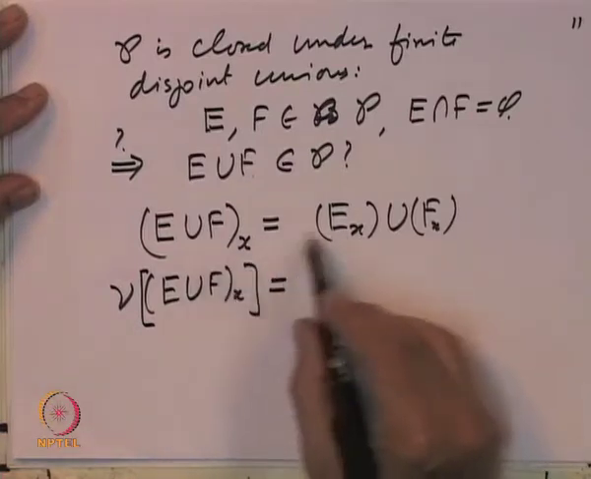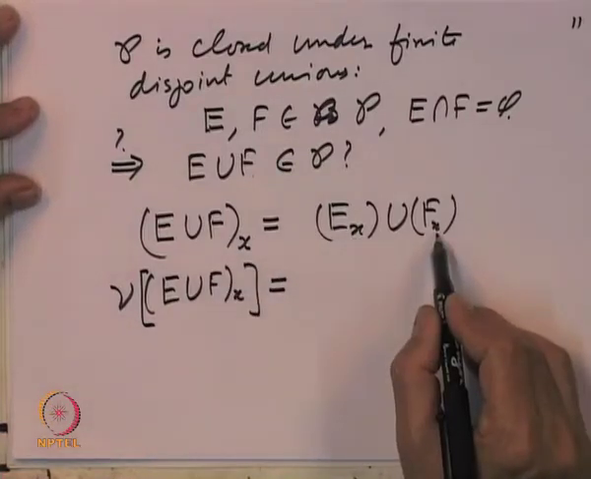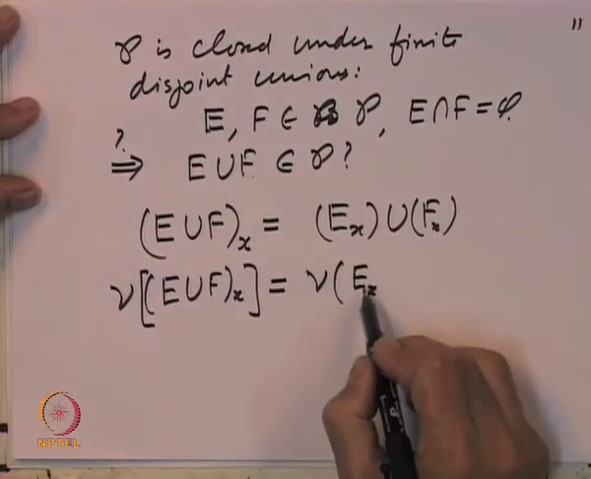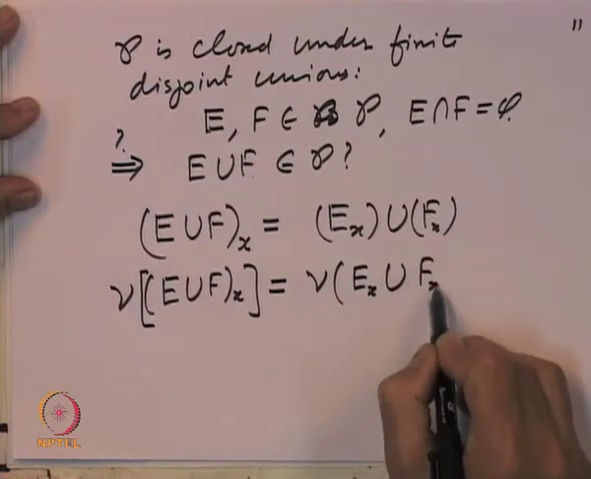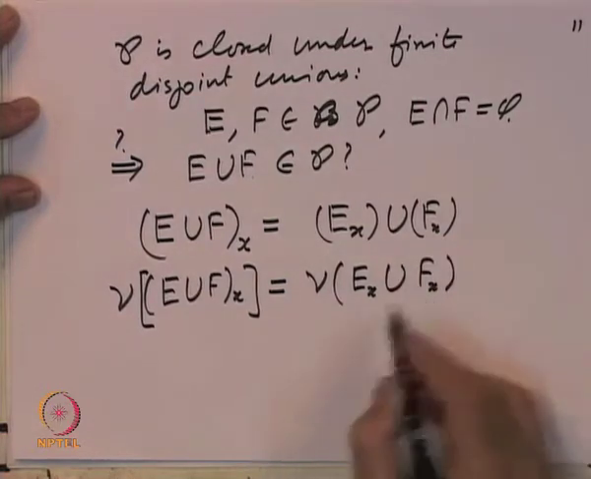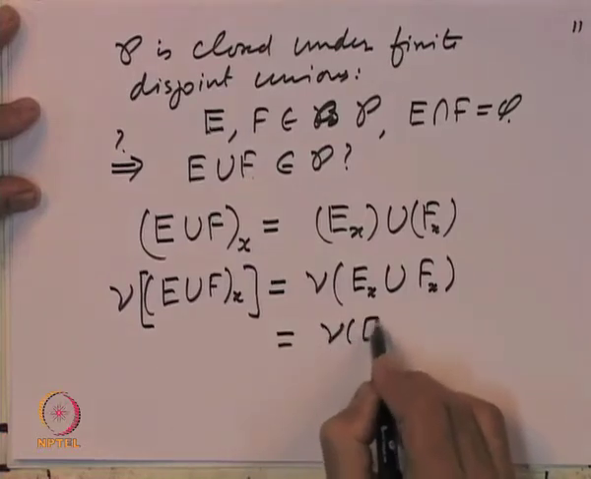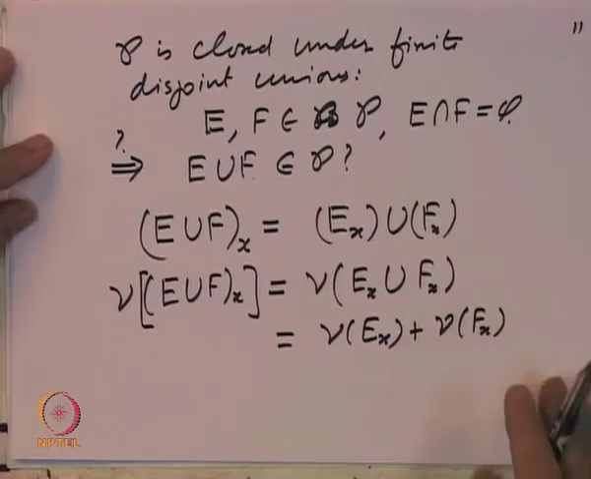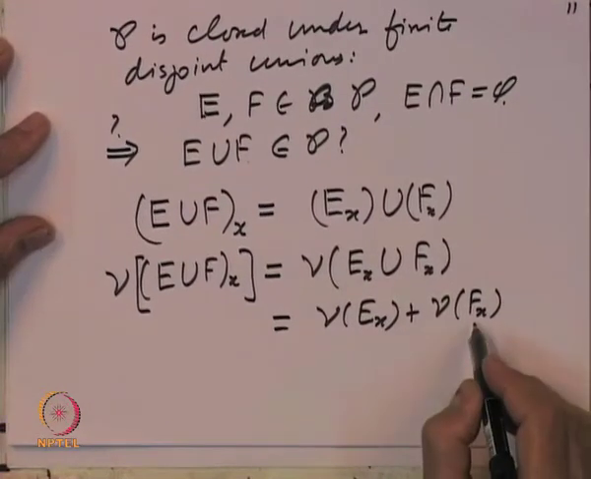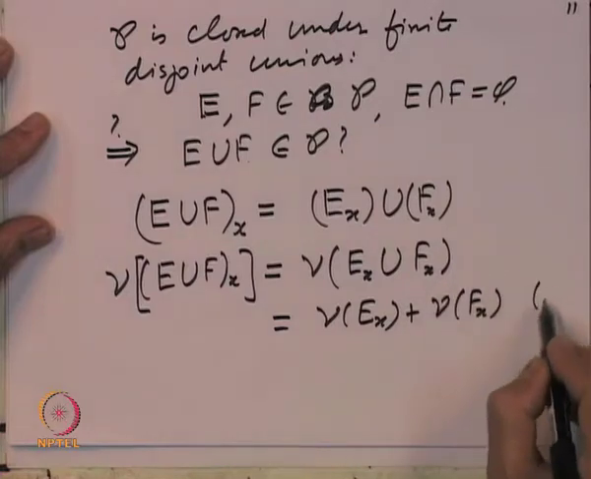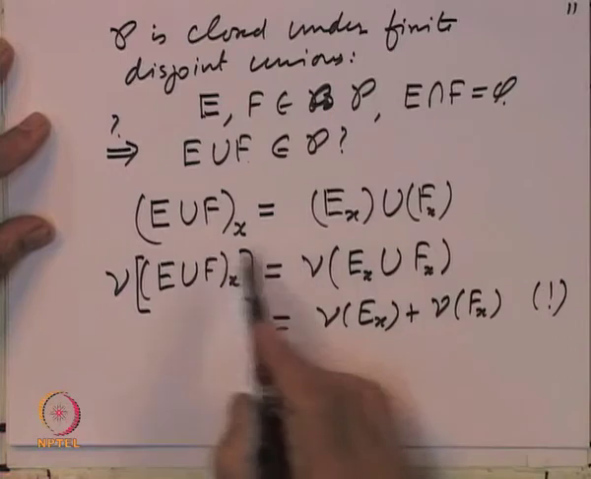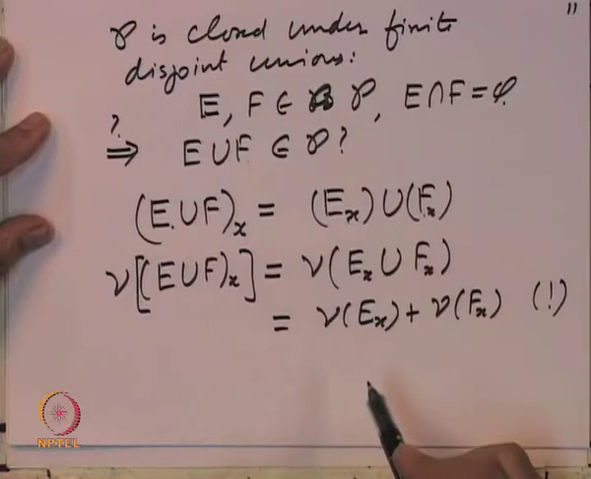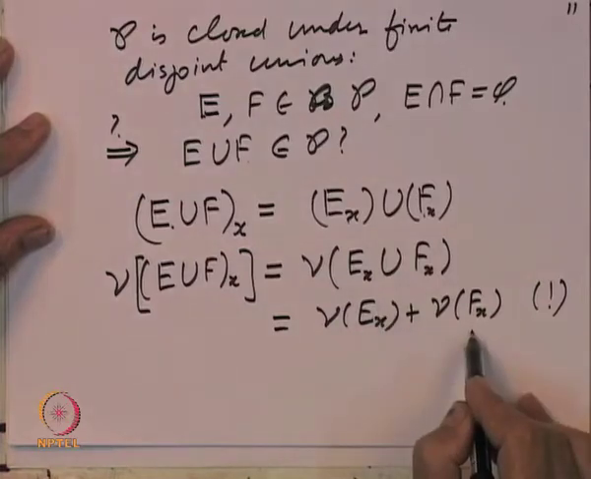Now, as E and F are disjoint, these sections are going to be disjoint. So, it is nu of the disjoint union of the sections E x union F x. These being disjoint, this is equal to nu of E x plus nu of F x. Here is something for you to think and confirm: if E and F are disjoint sets, then their corresponding sections are also disjoint, and hence this property is true.